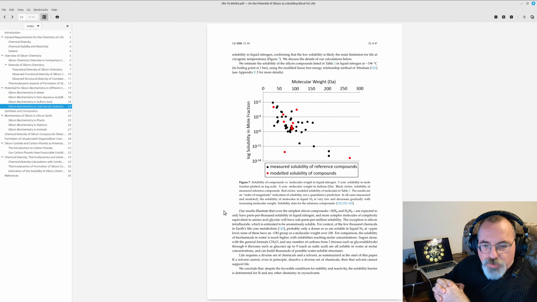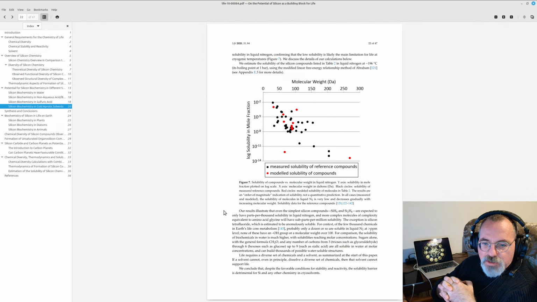Our results illustrate that even the simplest silicon compounds, SiH4 and Si2H6, are expected to have only parts per thousand solubility in liquid nitrogen, and more complex molecules of complexity equivalent to the amino acid glycine will have sub-parts per million solubility. The exception is silicon tetrafluoride, which is estimated to be anomalously soluble.